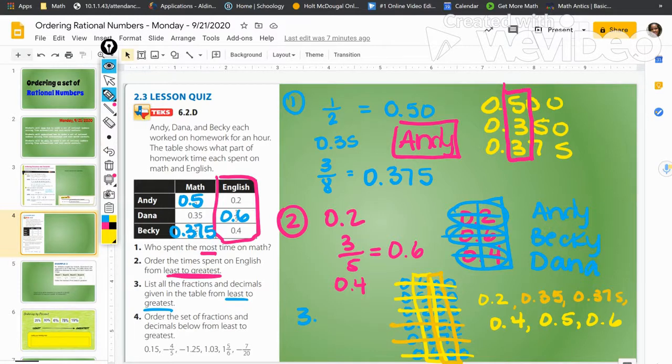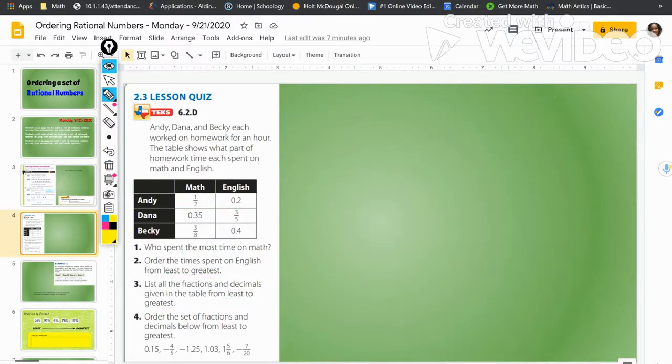All right, and then the very last one. Don't worry, I'm going to have the notes written on here. I'm just doing it as I go right now. So number 4 says, order the set of fractions and decimals below. We're going to do it different. We're not going to do least to greatest anymore. Y'all get that. We're going to do from greatest to least. So we're going to do the opposite way.